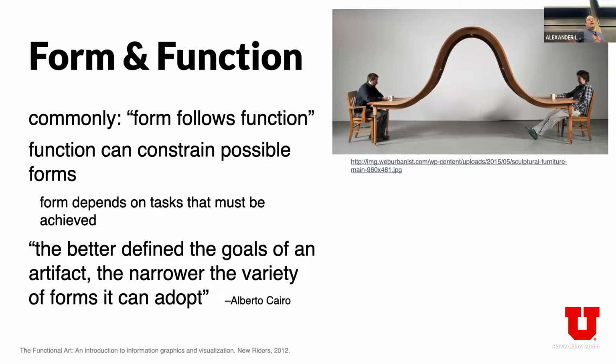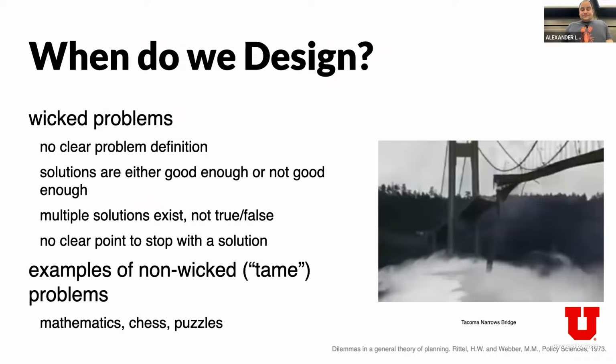You've heard the term form follows function, but the thing to think about is that the function can constrain the possible forms, right? The form depends on the task that must be achieved. Alberto Cairo, who wrote a few books on visualization, puts this very nicely: the better you define the goals of an artifact, the narrower the variety of forms it can adopt. And this is a little bit what we tried to do earlier, by getting the ideas of the domains and putting constraints on the problem. When we know it's tabular data of a certain size, we have a limited solution space. And this holds generally true for all kinds of design, right?